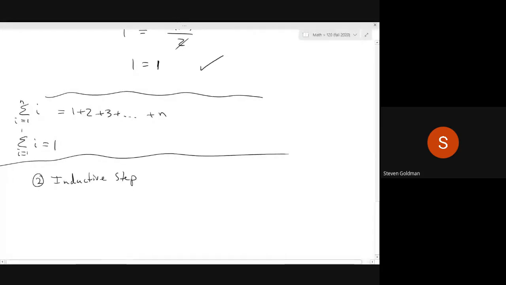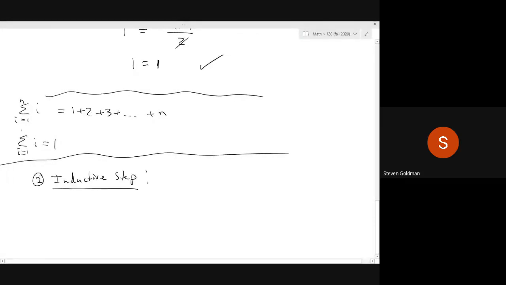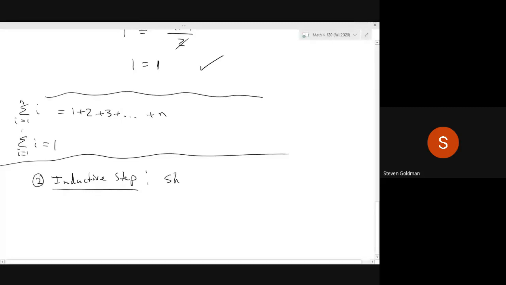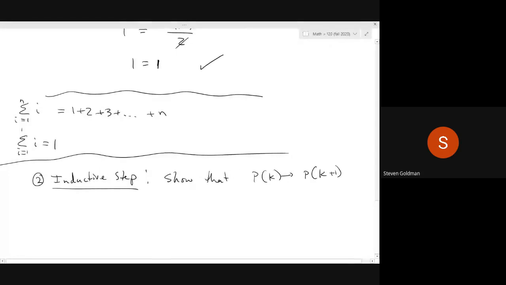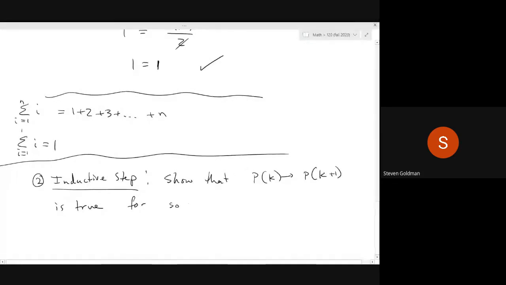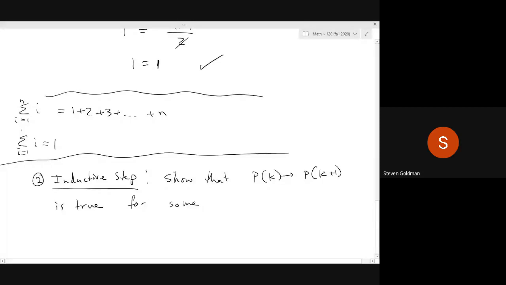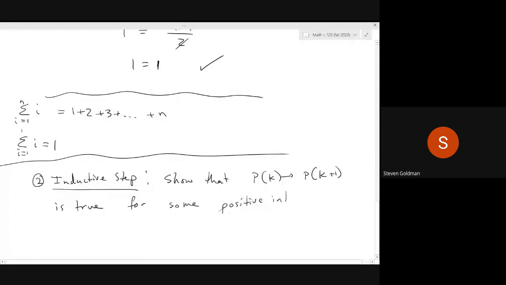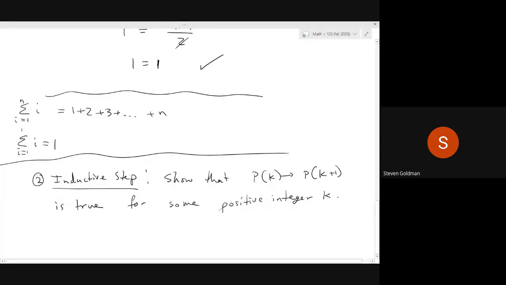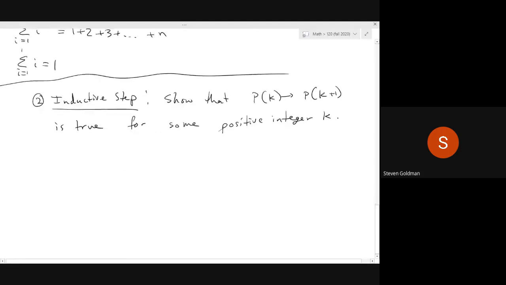So far we have completed our basis step, so we're halfway done for induction. To complete the proof, we have to complete the second step, the inductive step. We have to show that if P of k, then P of k plus 1 is true. We have to prove that conditional statement is true for some positive integer k. K is allowed to be whatever n is allowed to be, any positive integer, so k is some arbitrary, randomly chosen positive integer.